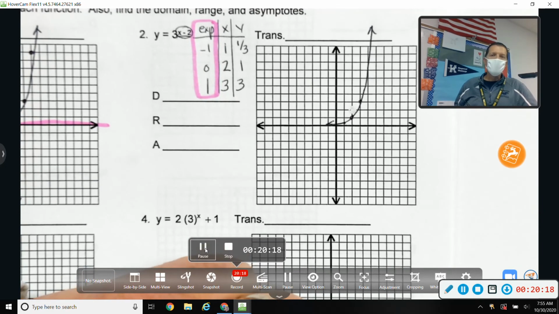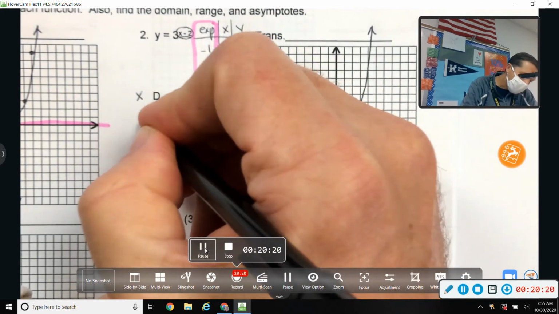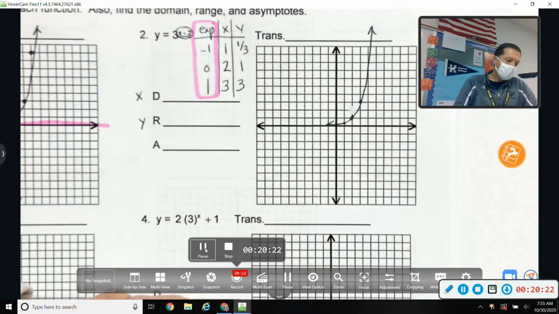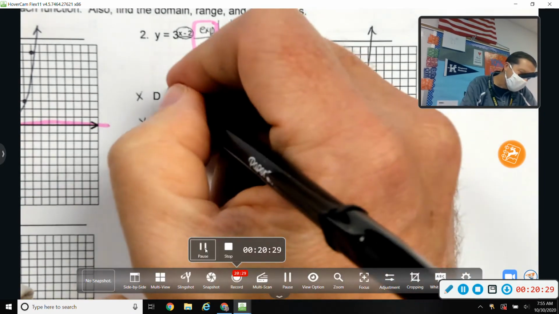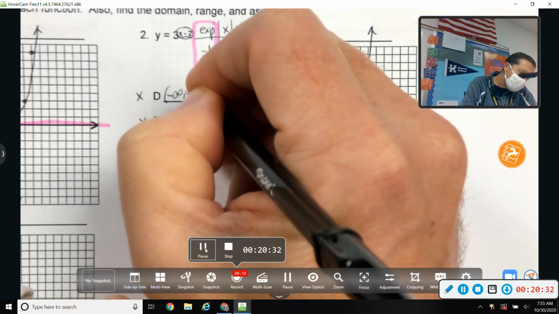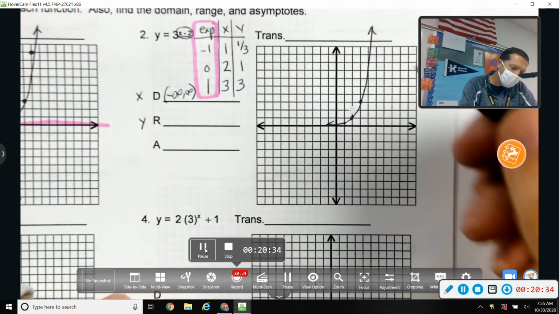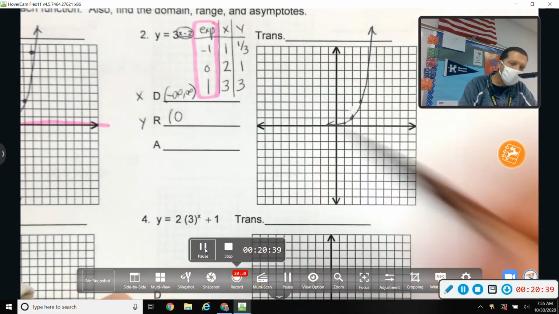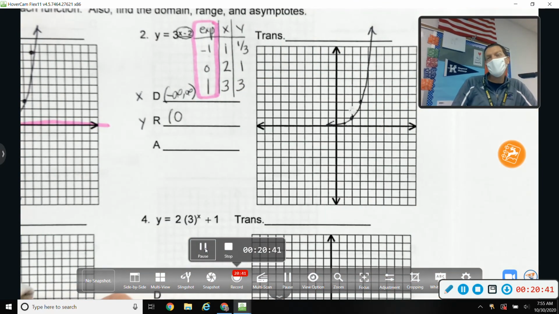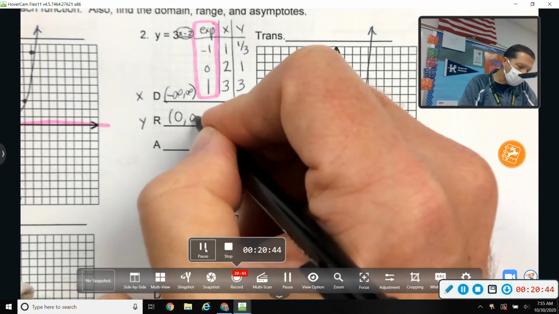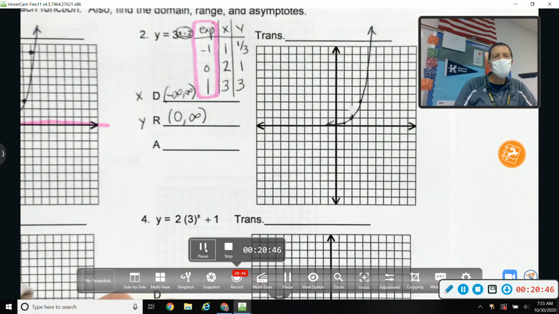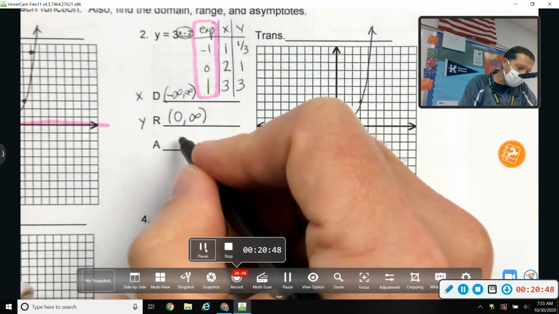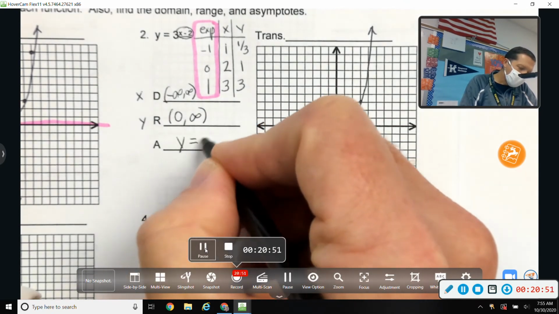Let's see. Domain is the x values. Range is the y values. What x values does this cover? All of them. The range, it's kind of like last one. It looks like it gets almost to 0. Almost to 0 meaning parentheses, because we don't get to 0. And then it shoots way up, so 0 to infinity. And speaking of almost to 0, our asymptote would be y equals 0.